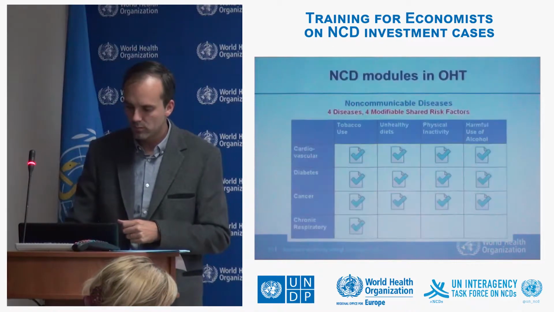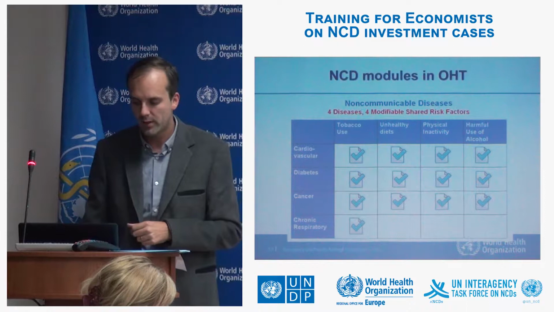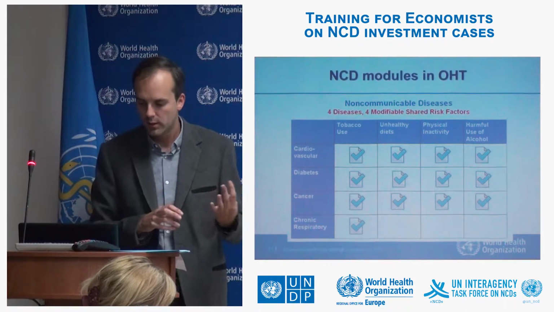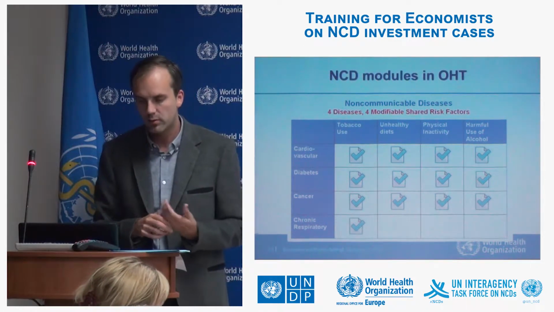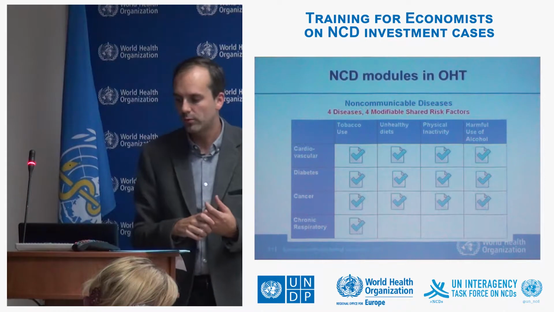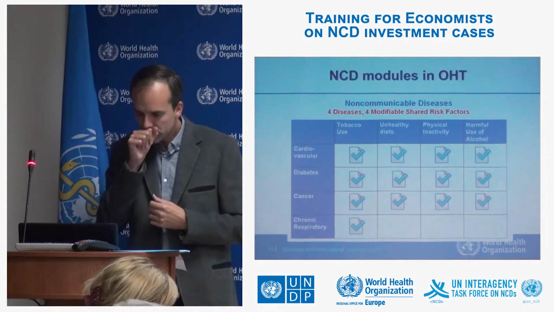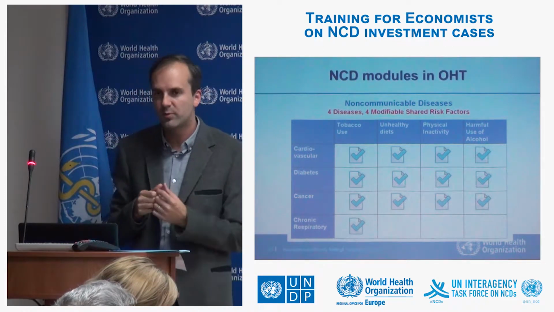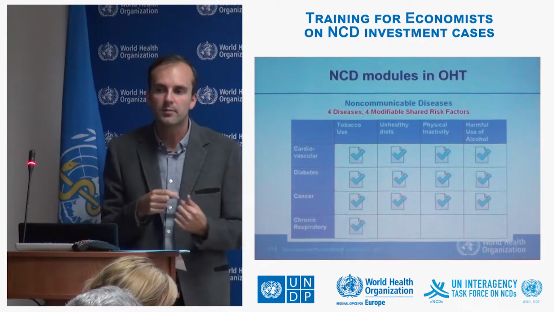Now, within the NCDs section, we have these areas that we cover. We have 4 diseases: cardiovascular diseases, diabetes, cancer, and chronic respiratory diseases, and 4 risk factors, which are the things that impact the others. And except for the chronic respiratory diseases, we have a link between all of these.